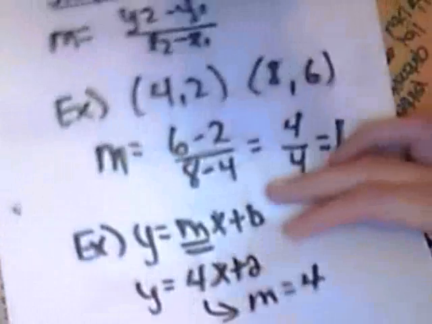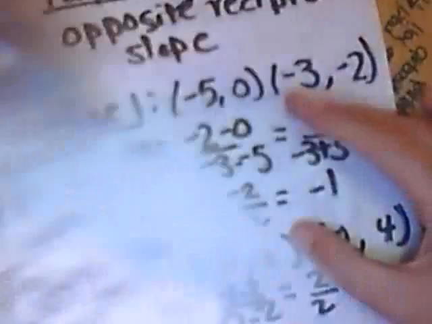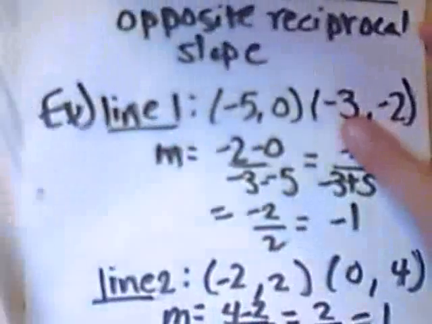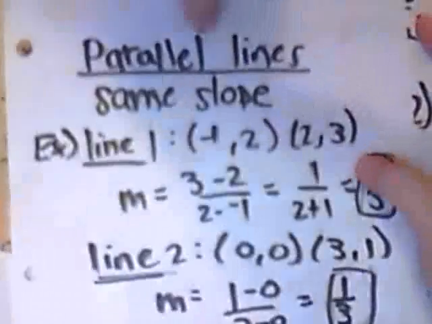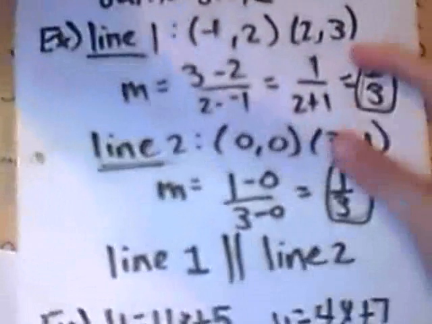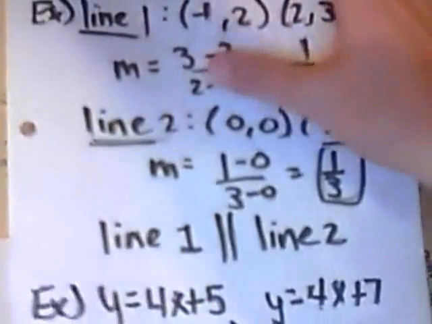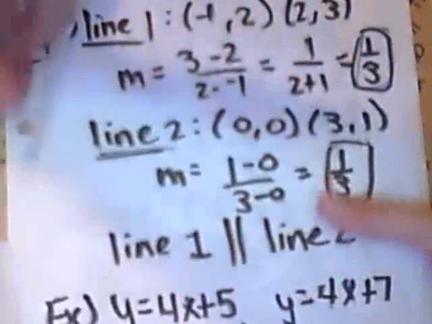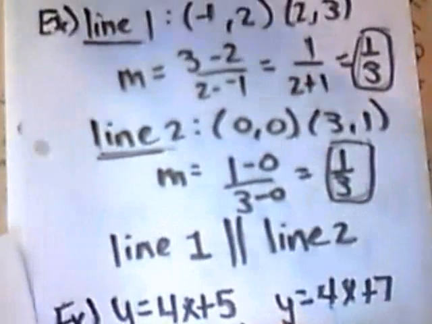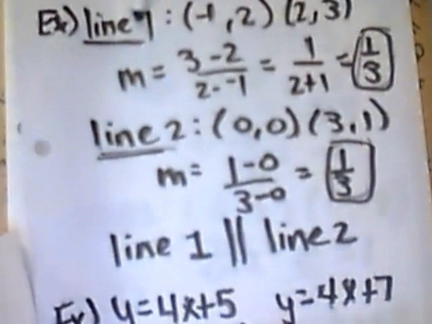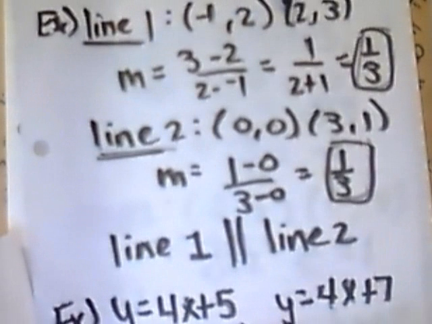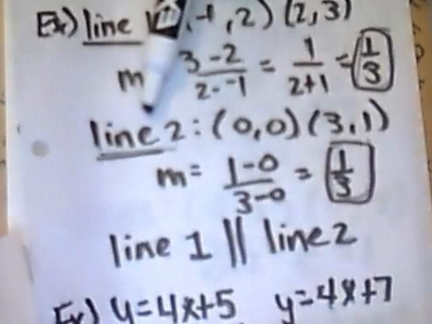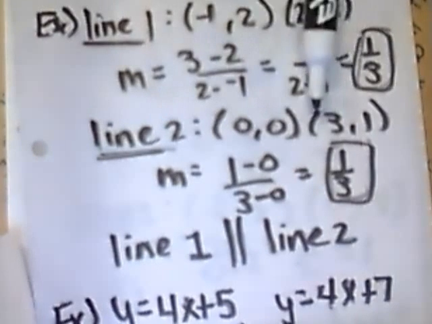Alright, now, but what about perpendicular and parallel lines? We're going to start with parallel. Parallel lines have the same slope. So what you have to do is figure out what the slopes of the lines are. So let's say for instance, you are given line 1, which goes through points negative 1, 2, and 2, 3, and then you have line 2 that goes through the points 0, 0 and 3, 1.